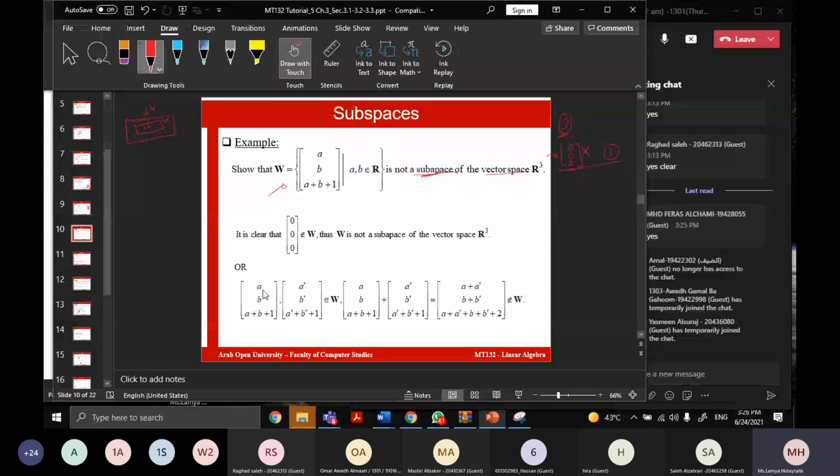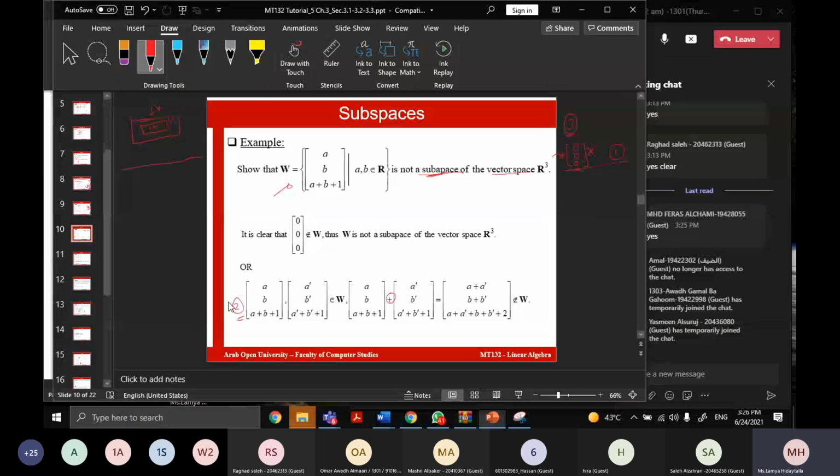So this is the second, the addition of two vectors. Also, we can prove that it is not a subspace, how?